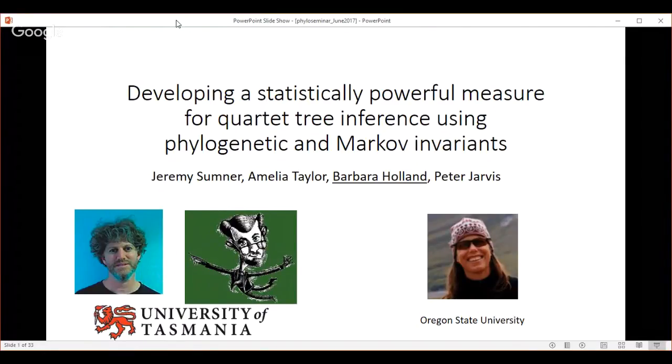Looks perfect. Okay, brilliant. All right, so my aim for today is to basically talk through a recent paper that was co-authored with Jeremy Sumner, Amelia Taylor, and Peter Jarvis. Now, of these characters, we've got Jeremy and Peter on the left there. They're also at the University of Tasmania. Amelia Taylor was variously at Colorado and then at Oregon, and I think now in Seattle as we're actually giving the talk.